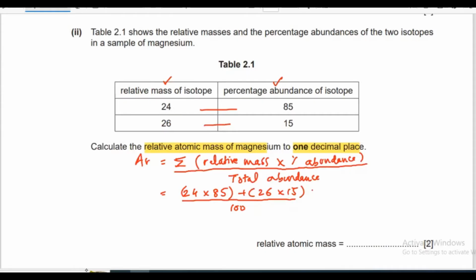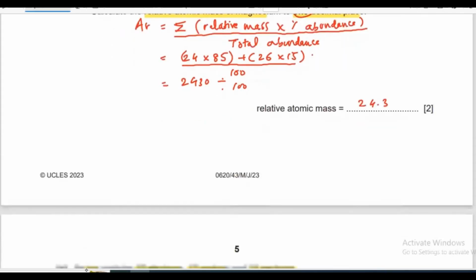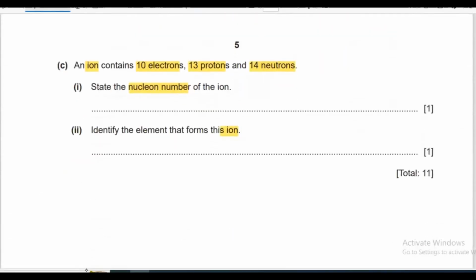So if you solve this, 2430 divided by 100, you will get 24.3, a 1 decimal place answer. So relative atomic masses can be calculated by taking the sum of relative atomic masses with the relative abundances of the isotopes of different elements.